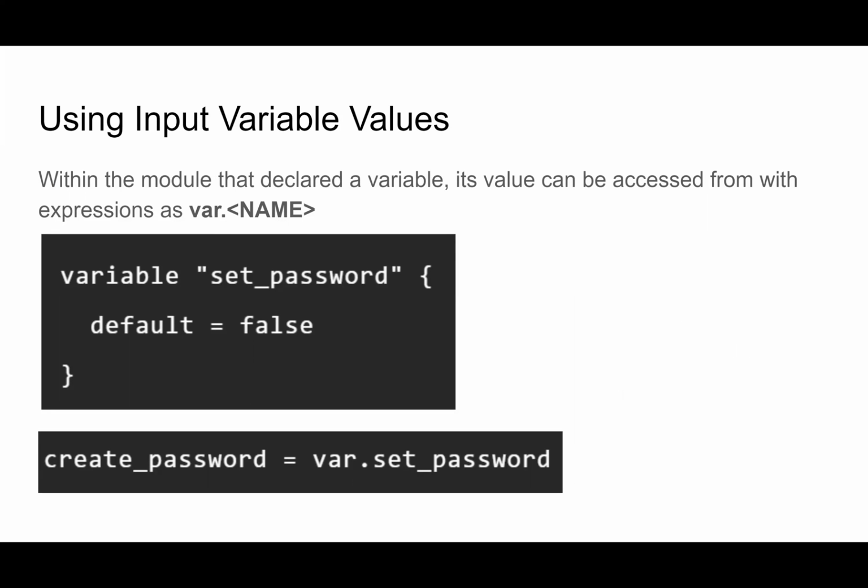So how do we use these input variables? Within the module that declared a variable, its value can be accessed from expressions such as var.variable_name. So in this case, we're declaring a variable set_password, and then we're assigning it to this attribute create_password. And the syntax is var.set_password.